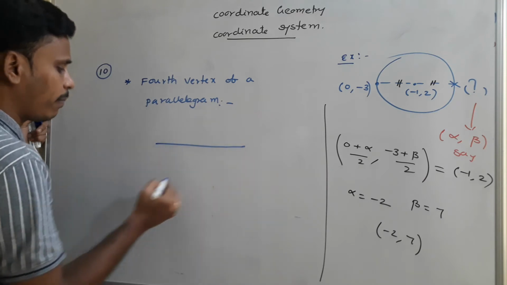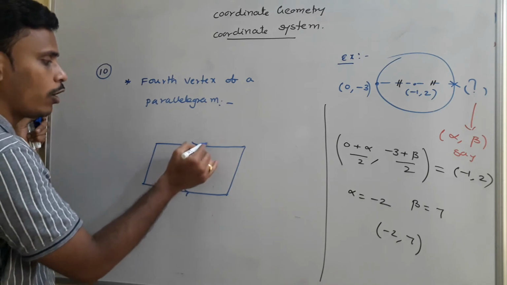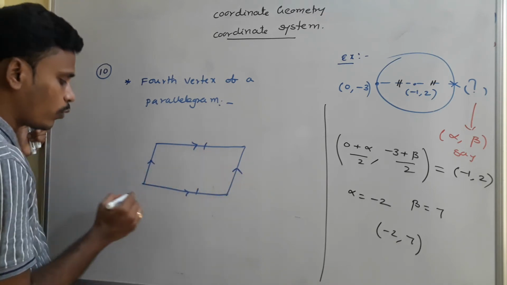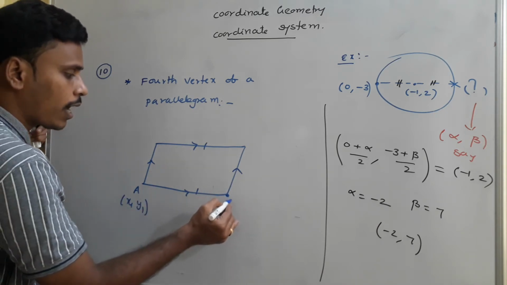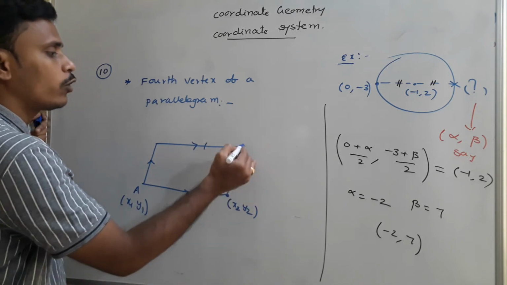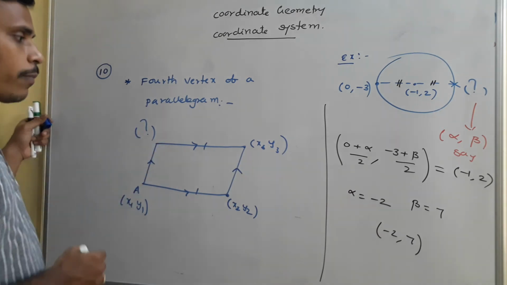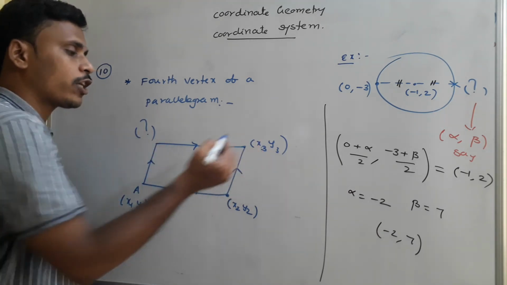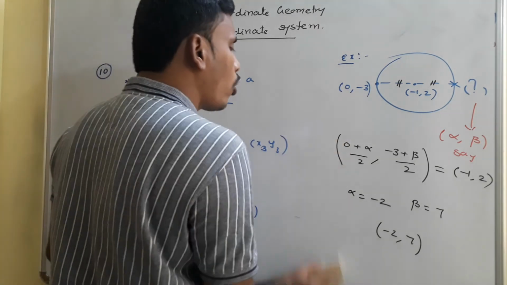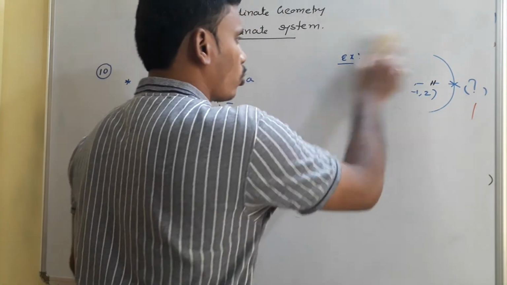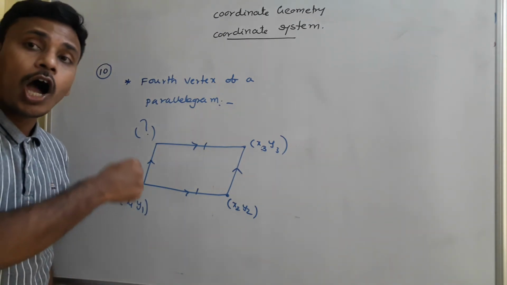If you have a parallelogram, I think you all know, the opposite sides are parallel as well as equal. If one vertex of the parallelogram is given as (x1, y1), another vertex is (x2, y2) and one more vertex is (x3, y3), and you need to find the fourth vertex, these three vertices are taken in an order. You need to pay attention to the words "in an order".